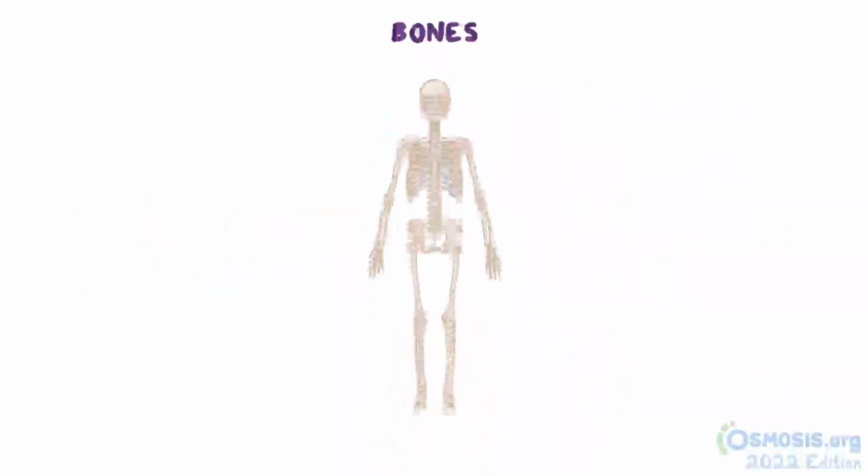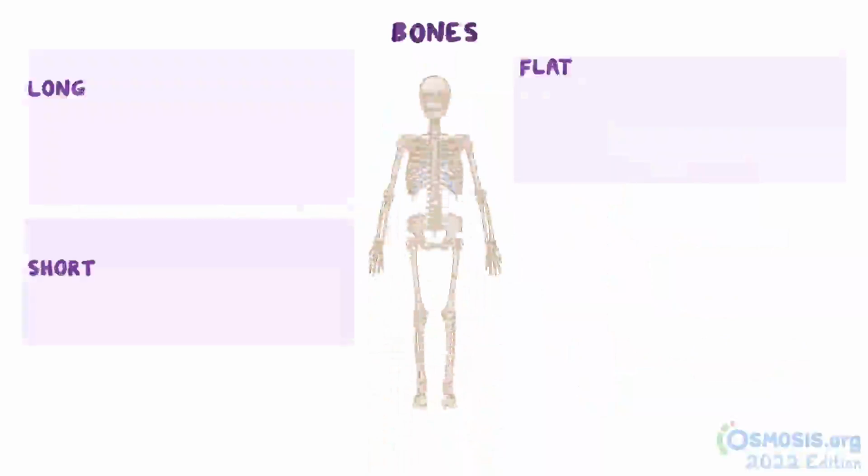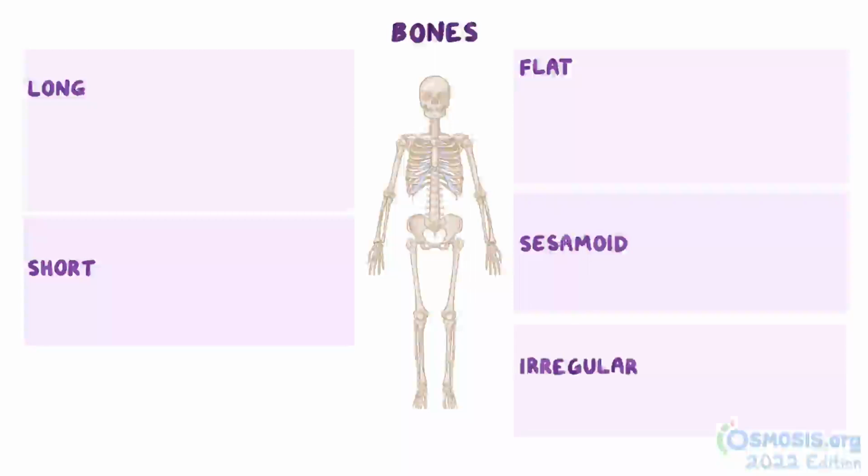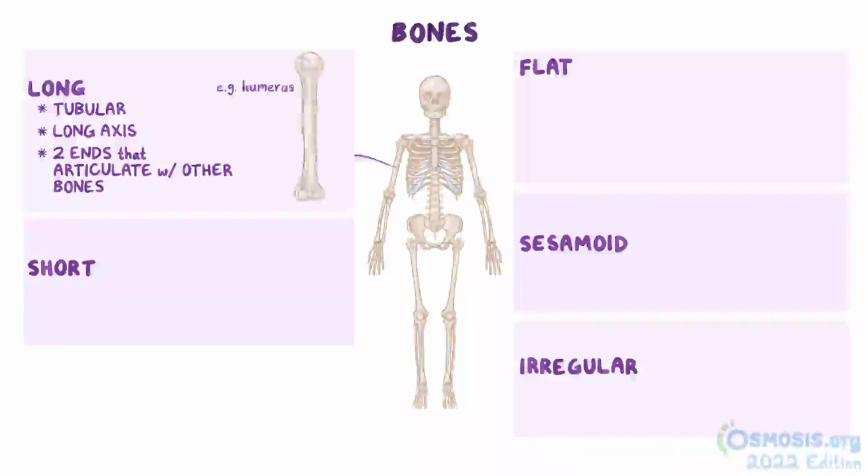Now, bones of the axial and appendicular skeletons are further classified based on their shape as long, short, flat, sesamoid, and irregular bones. Let's start with long bones, which are tubular in shape, have a long axis, and usually two ends that articulate with other bones. An example is the humerus of the upper arm. Short bones, on the other hand, are cuboidal in shape, and examples include the carpal bones of the wrist.